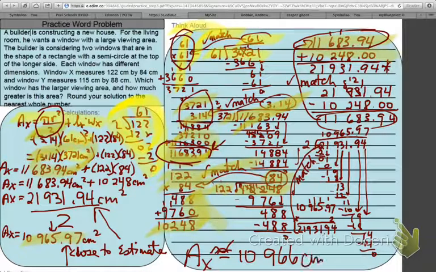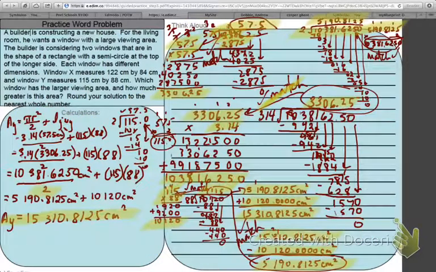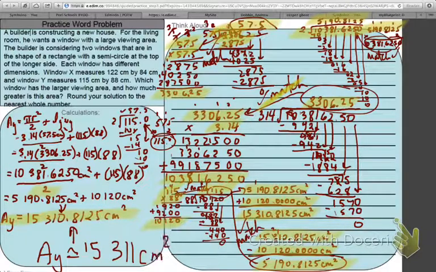10,966 centimeters squared. Now the area of window Y, again look at the digit in the tens column, it's 5 or more, so that means we have to round the digit in the ones column up by 1. So area of window Y is approximately equal to, because we're rounding, 15,311 centimeters squared. So now we've got the two values.